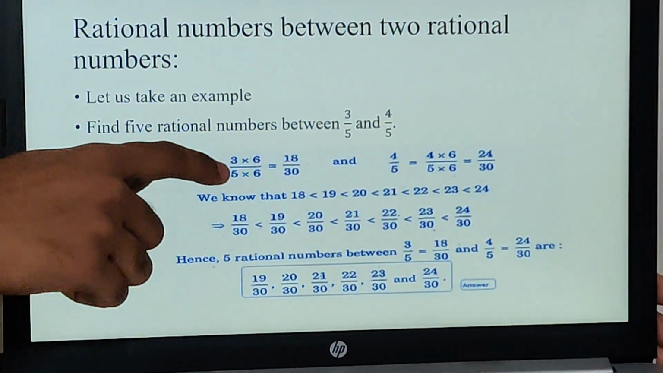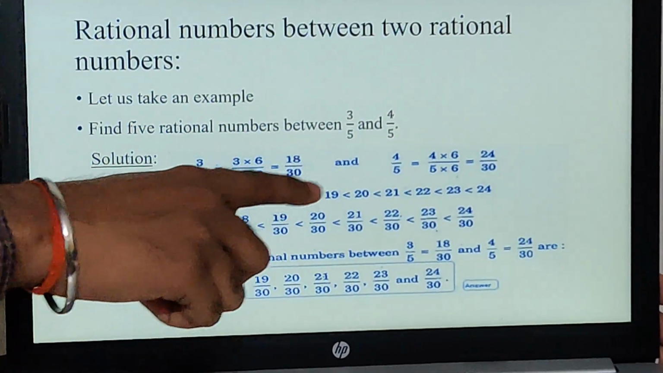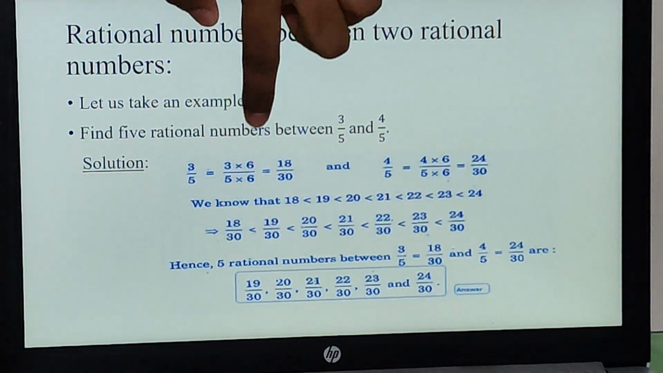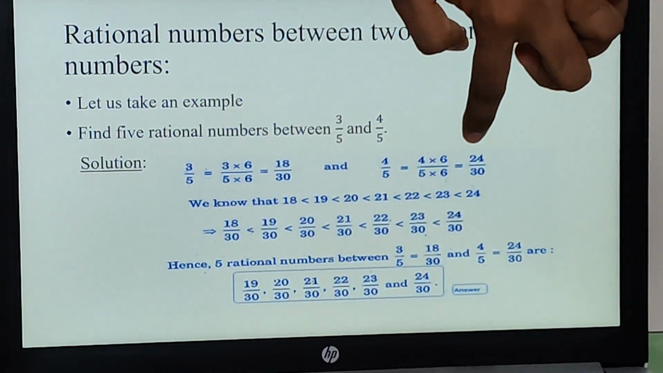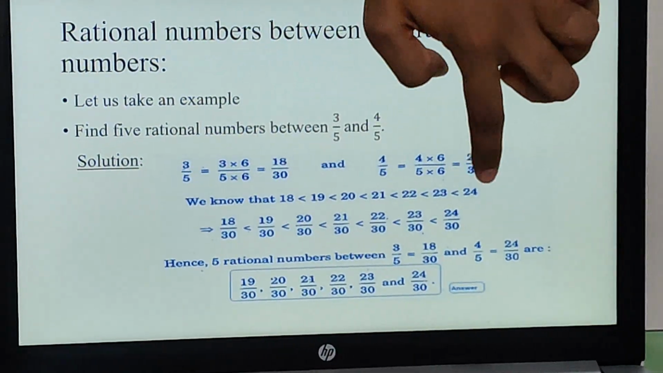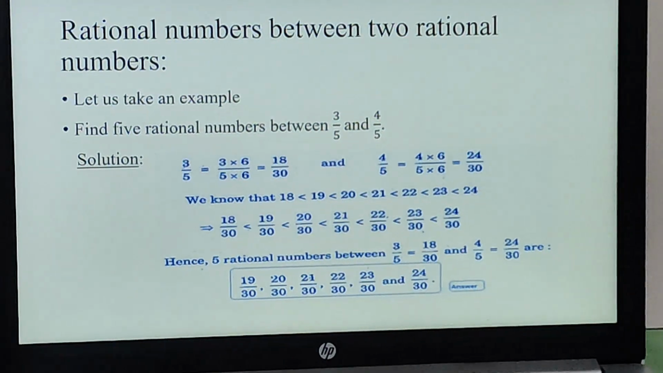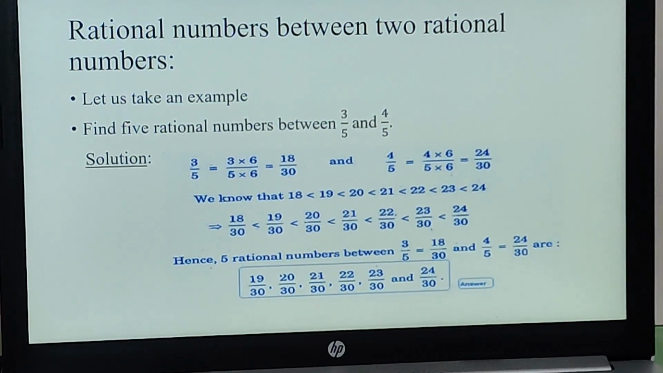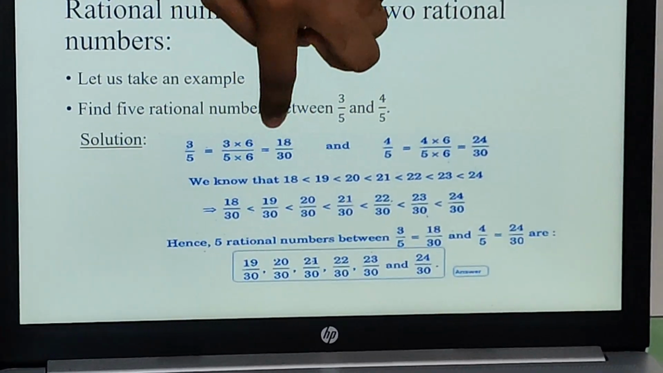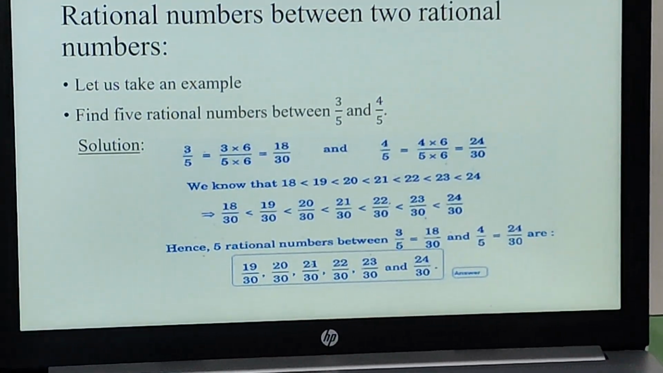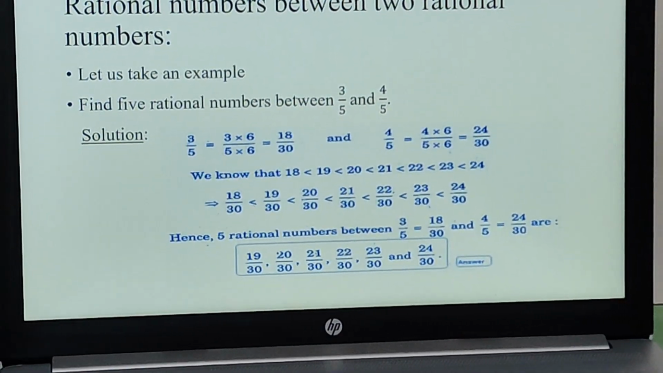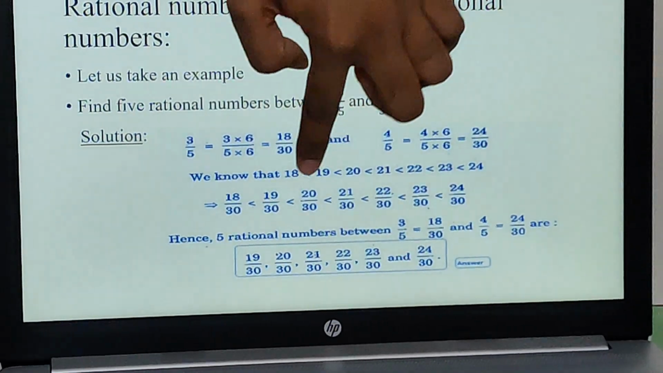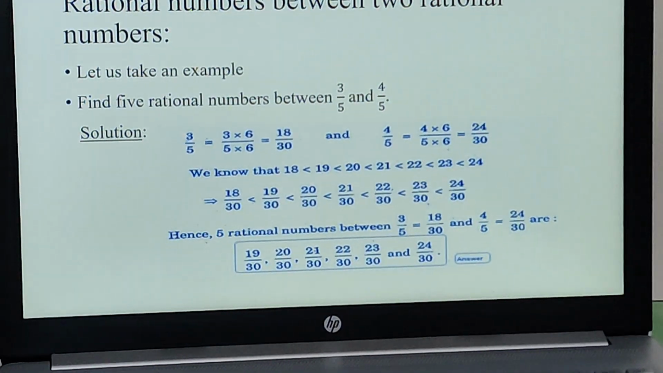So this will make 3 into 6, 18, 5 into 6, 30. Here 4 into 6, 24, 5 into 6, 30. So our numbers are 18 by 30 and 24 by 30. So in between 18 and 24. Now here the method was to make the denominator same. The first step is to make the denominator same. Now here you can see 18 by 30 and 24 by 30. Here the denominators are same, both are 30. So in between 18 and 24, how many numbers are there? Let us count. 19, 20, 21, 22, 23, 5.